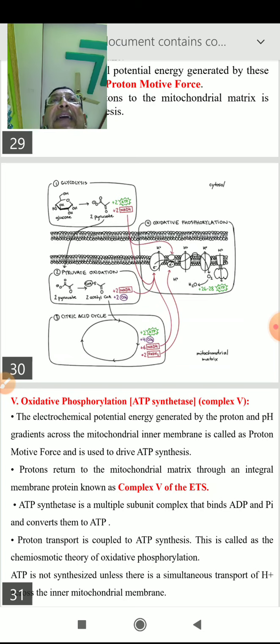Now this NAD, FAD, they are located in the inner membrane of the mitochondria. So this has been shown very nicely here. NAD, FAD are arranged as complex 1, complex 2, complex 3 and complex 4. So as a result, what will happen? Hydrogen protons will be transferred from the M side to the C side.